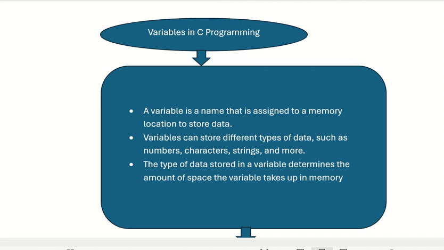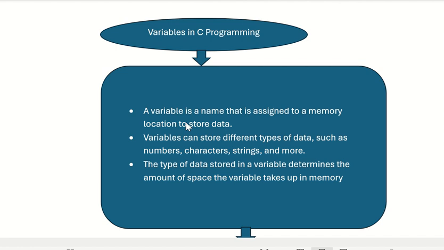So here we have mentioned variables in C programming. We have already added some bullet points: what variables are, how they work in C programming, and I will discuss later the memory location and how memory is allocated when we declare a variable. That is the deeper part, so let's first discuss the basic part.